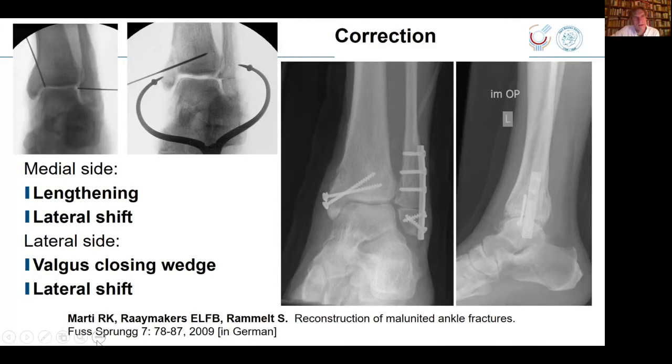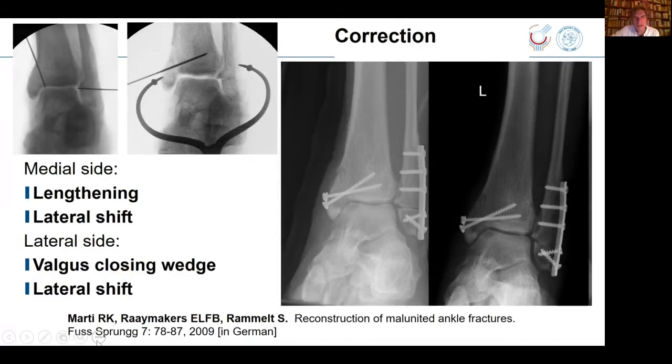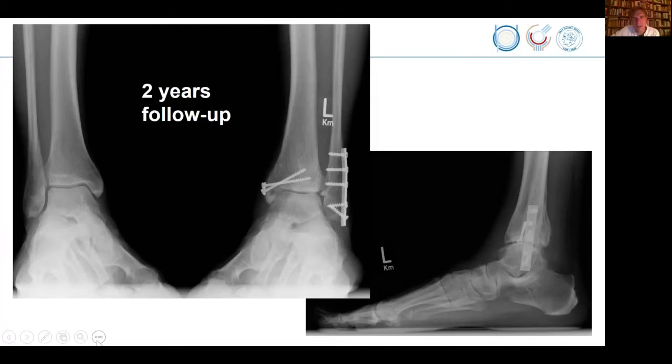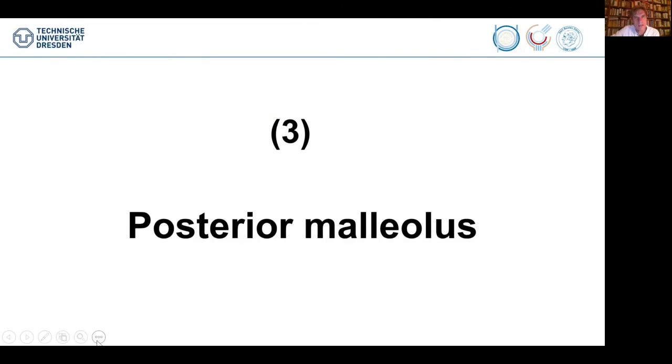And so the medial malleolus had to be lengthened, had to be shifted lateral, as had the lateral malleolus, which also needed a slight closing wedge osteotomy. This was the result after surgery. The patient, who was not very compliant, started walking on it and presented 4 weeks ago with pain. Luckily, everything was still in place, and this is him 2 years later, with everything healed and at that point no progression of arthritis.